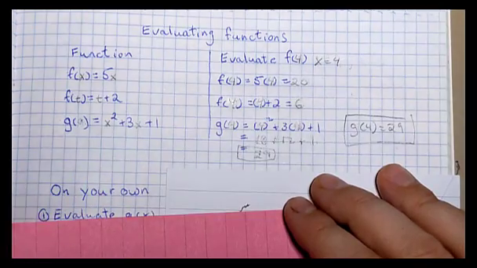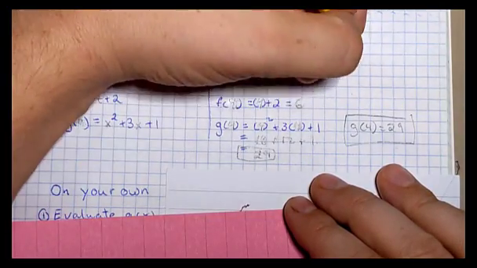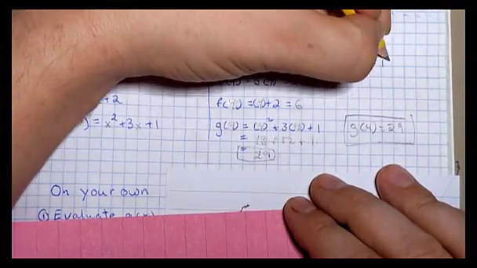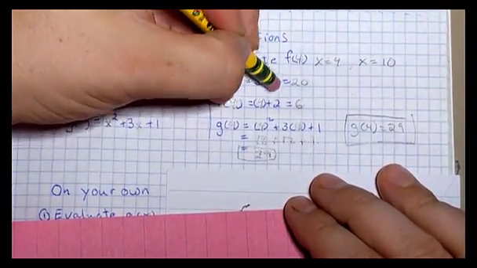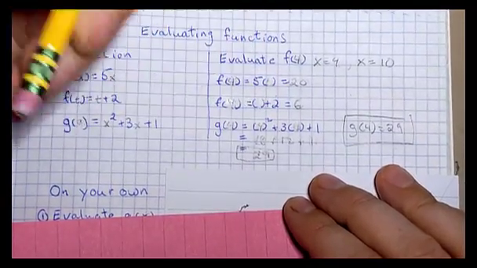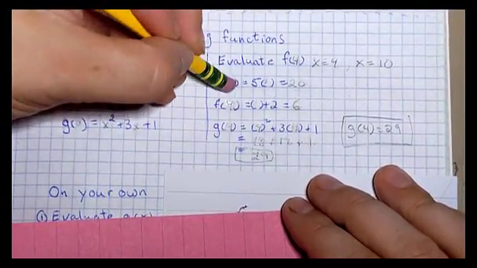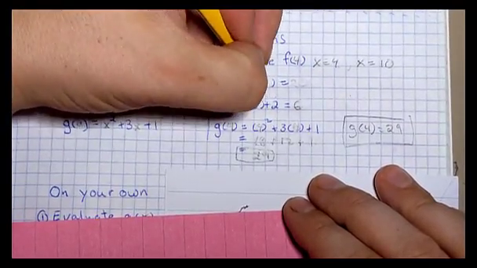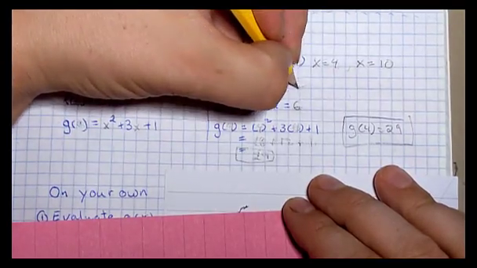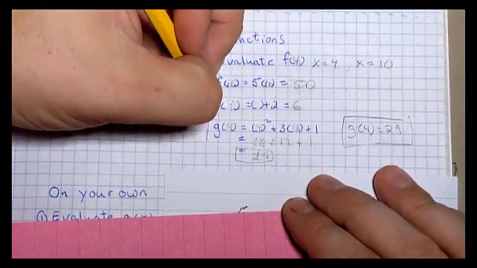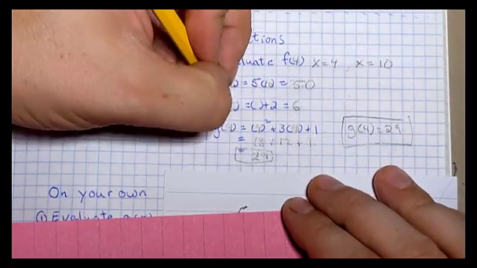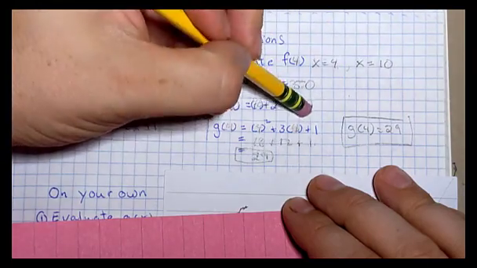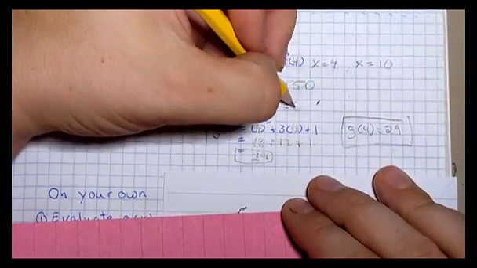Now, of course, I could have picked a different value. I can also evaluate all these functions for, let's say, x is equal to 10. Well, in which case that will change all my outputs. So here, my f of 10 will be 5 times 10, which is equal to 50. And then my f of 10, for my next function, will be 10 plus 2, which is equal to 12.